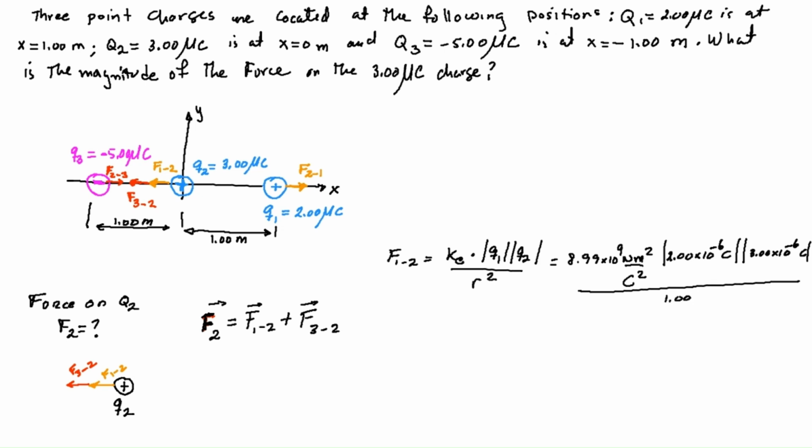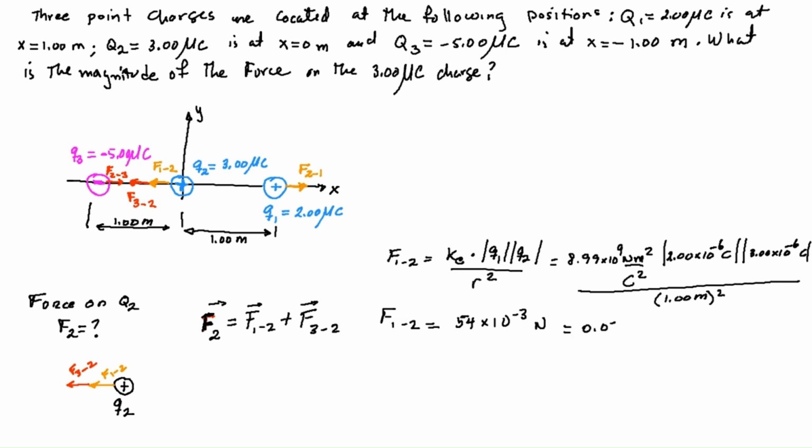So you will get that the force that 1 on 2 will be equal to, when you just multiply and divide, you will get 54 times 10 to the negative 3 newtons, which is the same as 0.054 newtons.